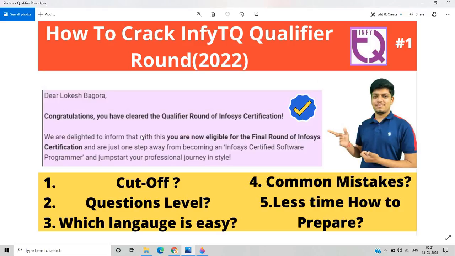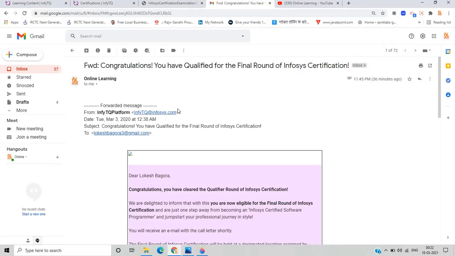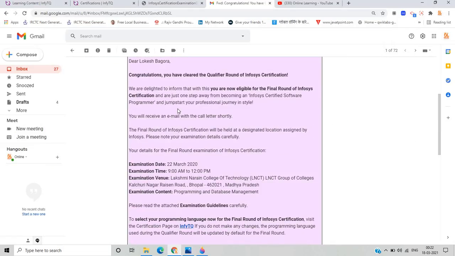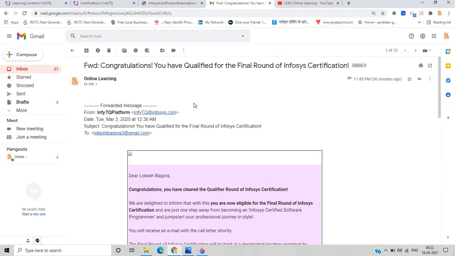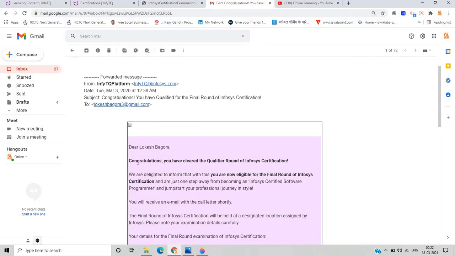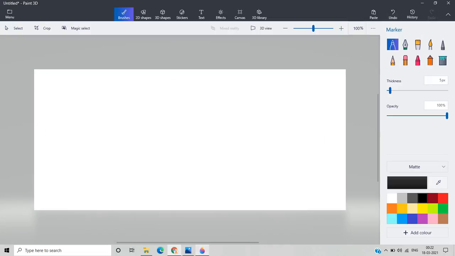So what is the cutoff for the InfyTQ qualifier round? First, I should say that the Infosys team will not disclose the cutoff for the qualifier round, because I did not see the number of questions that I answered correctly in the qualifier round. There are some details mentioned in the mail, but no details about the cutoff. It only says congratulations, you have cleared the qualifier round. So let's understand this concept.